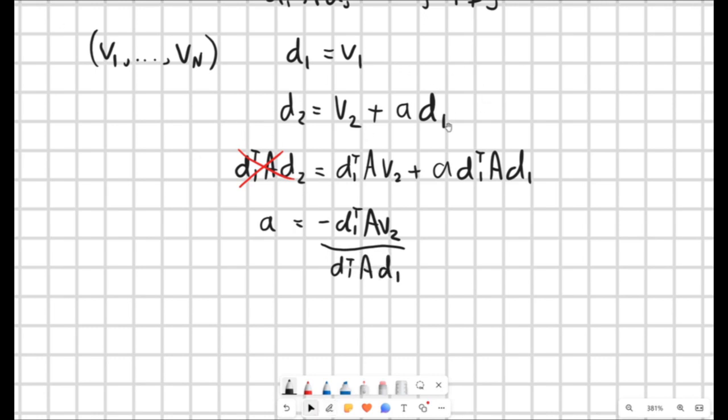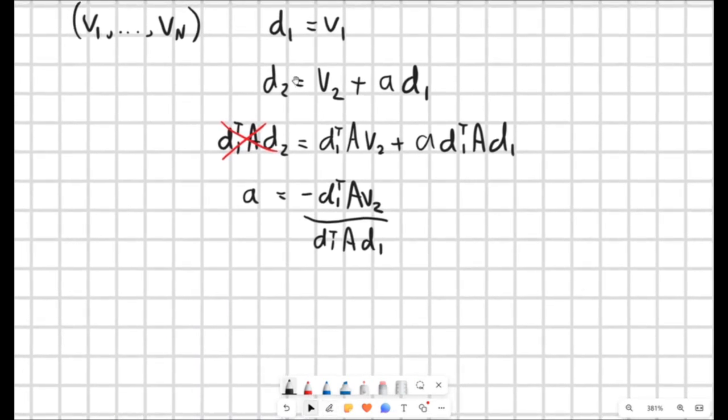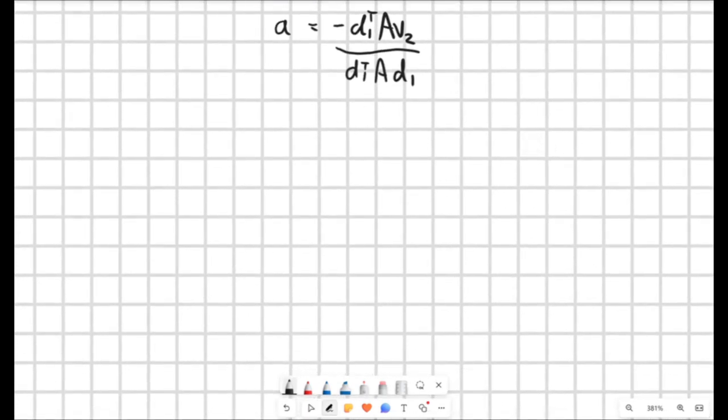Now we have our first search direction, D1, and we have a method for choosing the next. Substituting the constant in here, starting from V2, we can now choose our second search direction, and by definition, because of this, it's going to be A orthogonal to D1. Okay, fine. Now we're going to move on and see if we can pick our third search direction.